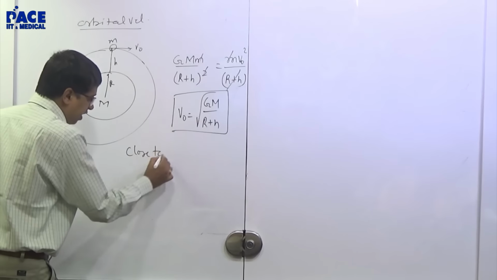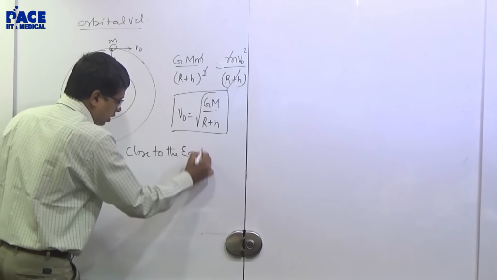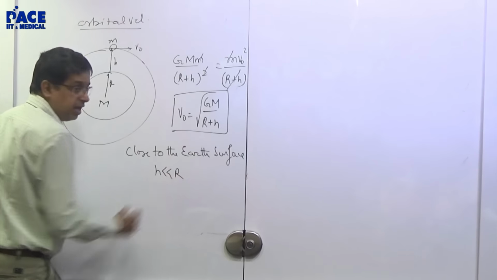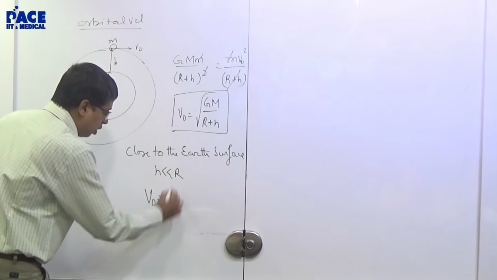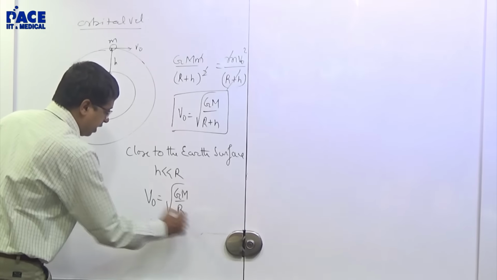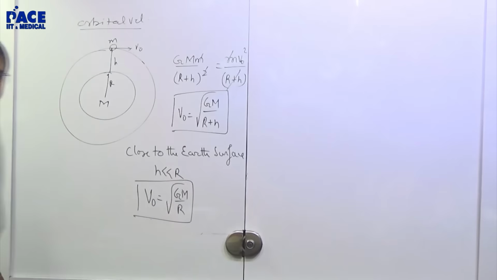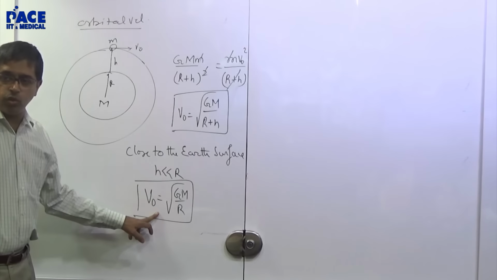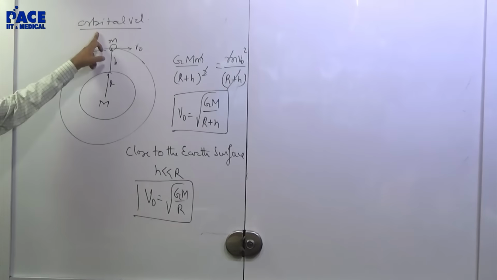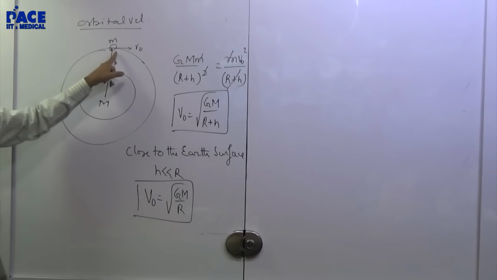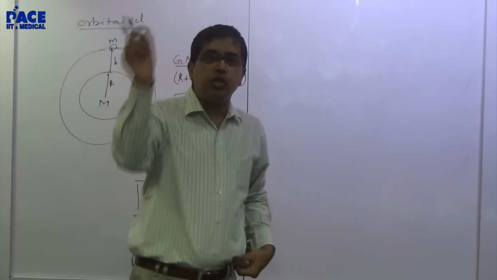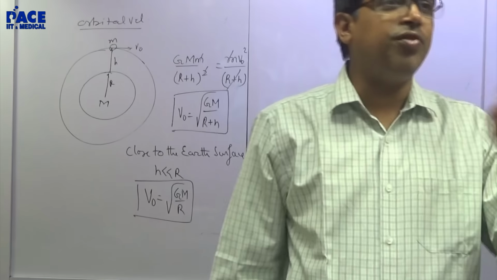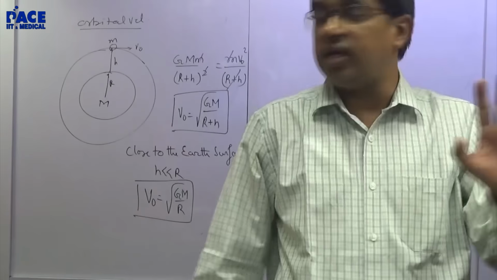Close to the earth's surface, h is much smaller than r. Orbital velocity will be under root GM by r. Orbital velocity is the velocity with which a satellite should be placed into the orbit so that it does not need any fuel anymore. It is going round in a circular orbit.